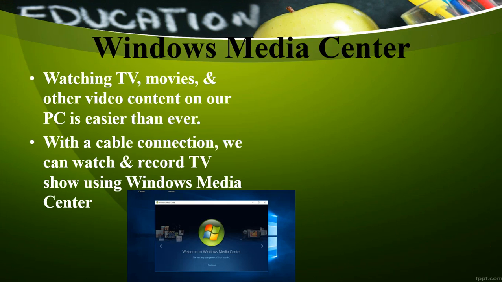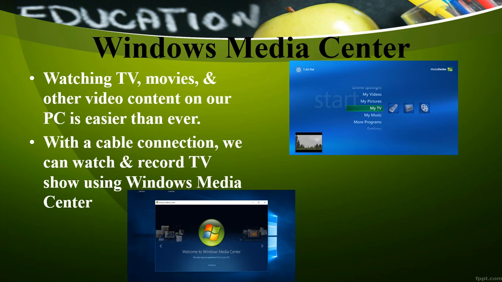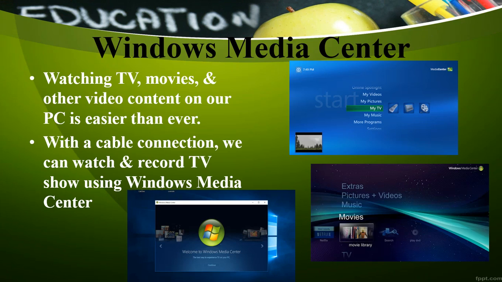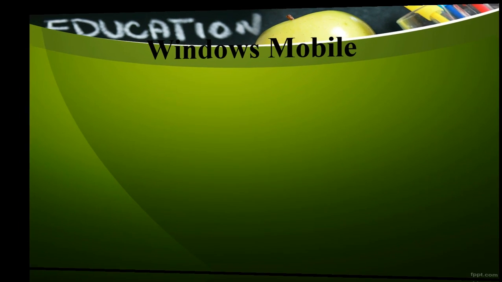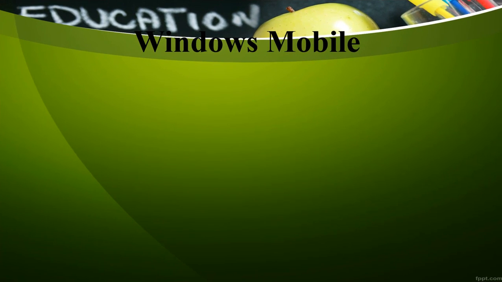Here is a software picture of Windows Media Center. How can we use My TV? Using this My TV, my pictures, my videos, everything is there. You can watch TV and you can watch movies also, but with the help of a cable connection. Clear, everyone? Next one is Windows Mobile.